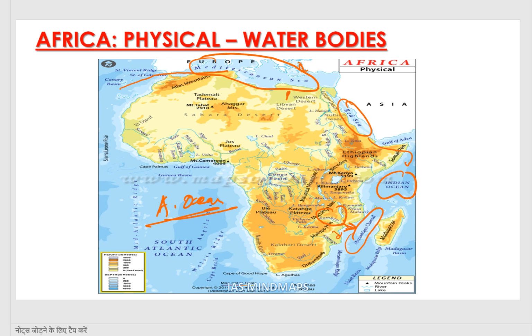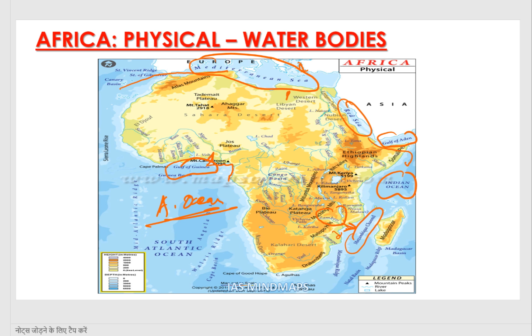There are 2 gulfs around Africa. First is Gulf of Guinea, located near the coast of Nigeria, and second is Gulf of Aden, located just on the outlet of Red Sea. Let me tell you, Gulf is a water body surrounded on 3 sides by land. That is, it's almost an enclosed water body. So Gulf of Aden and Gulf of Guinea is very, very important.